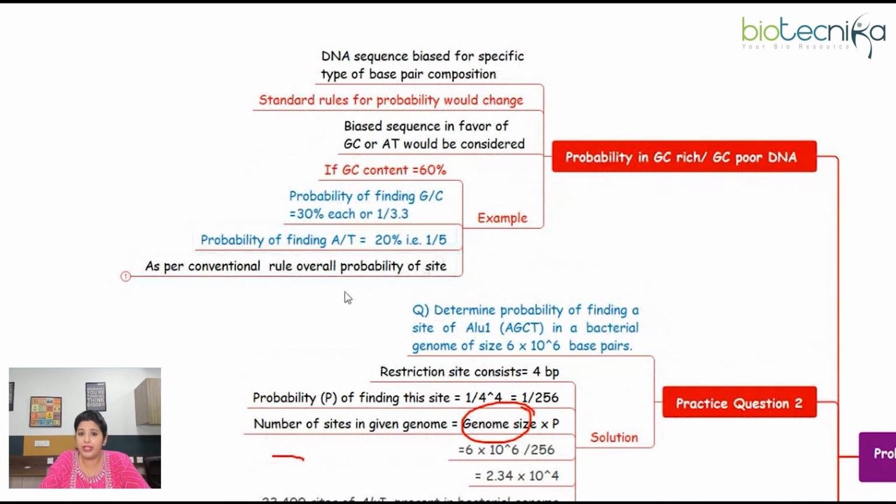How? Let's understand it with an example. If GC content is given as 60%, so probability of finding G or C, 60% is total GC content. That means G is 30%, C is 30%, right? Or I can write 1 by 3.3. Say the GC content is 60 out of 100, and then they mention the probability of A or T is 20%, right?